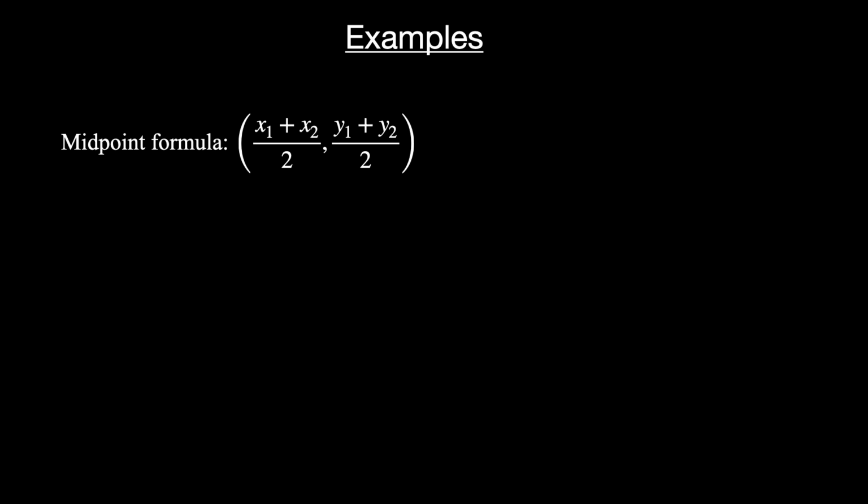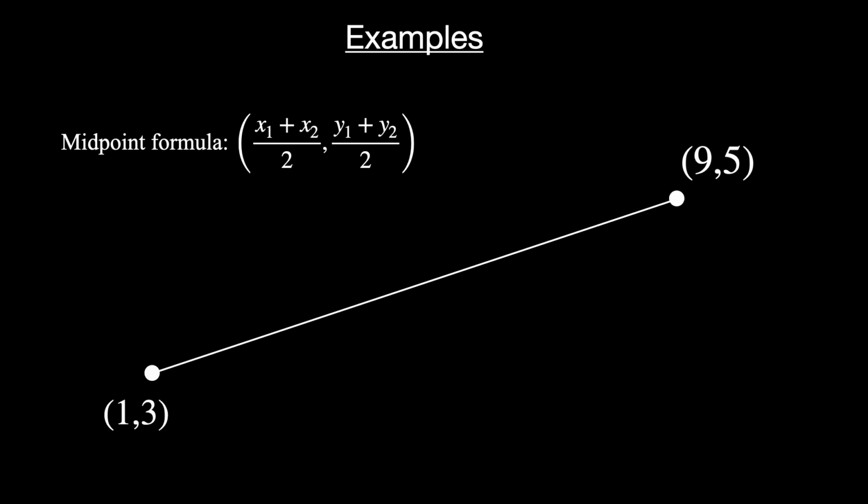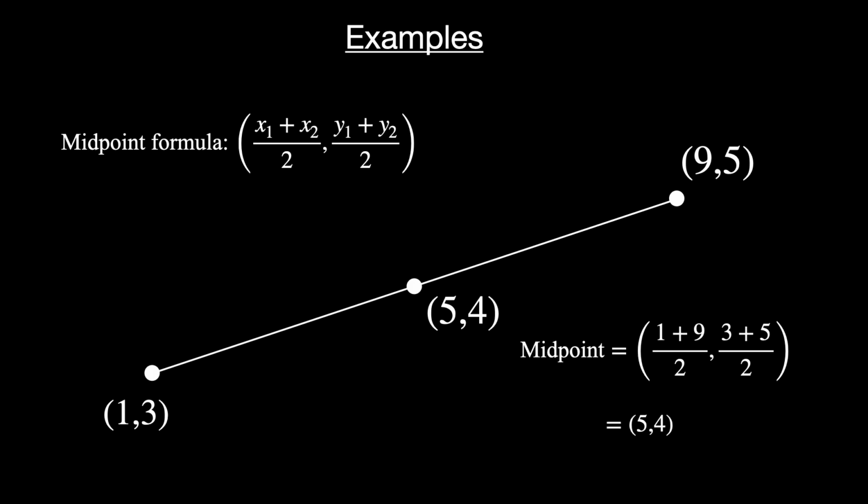So if you're looking for the midpoint of a line, let's say we had this line and the two endpoints are (1, 3) and (9, 5), and we want to find the midpoint of that line. We can use the midpoint formula. So add the x coordinates together and divide by 2. So this x coordinate is 1, the other x coordinate is 9. So (1 + 9)/2 will give us the x coordinate of the midpoint, and (3 + 5)/2 will give us the y coordinate of the midpoint. So (1 + 9)/2 is 5, and (3 + 5)/2 is 4, so we get a midpoint of (5, 4).